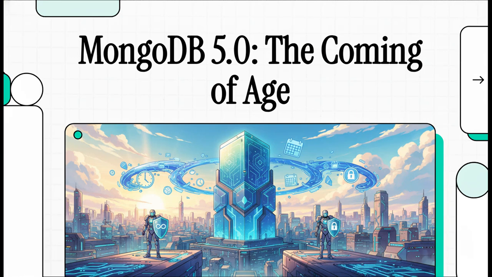All right, let's dive into a really pivotal moment in the history of databases. We're talking about MongoDB 5.0, which dropped back in July of 2021. And look, this wasn't just another incremental update. This release was a true coming-of-age moment for Mongo. It totally changed the game for how the platform handled one of the most critical dimensions of data there is.